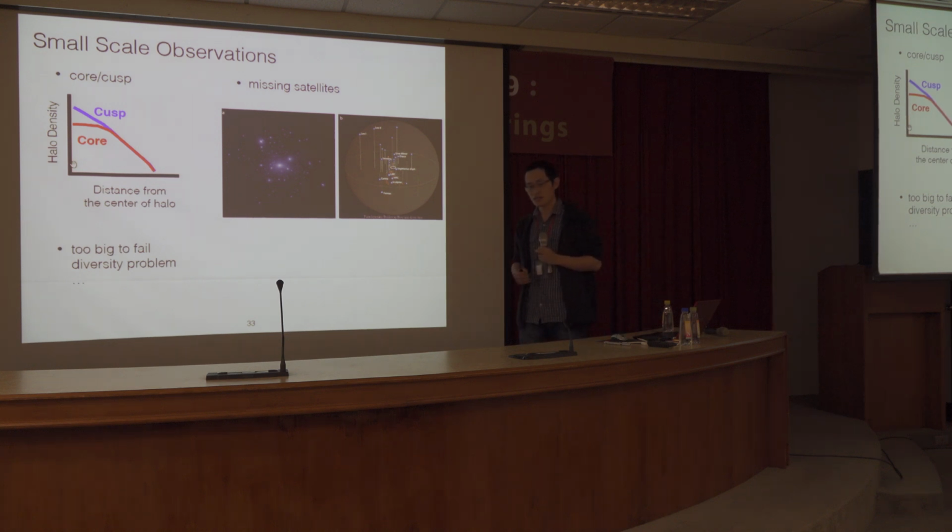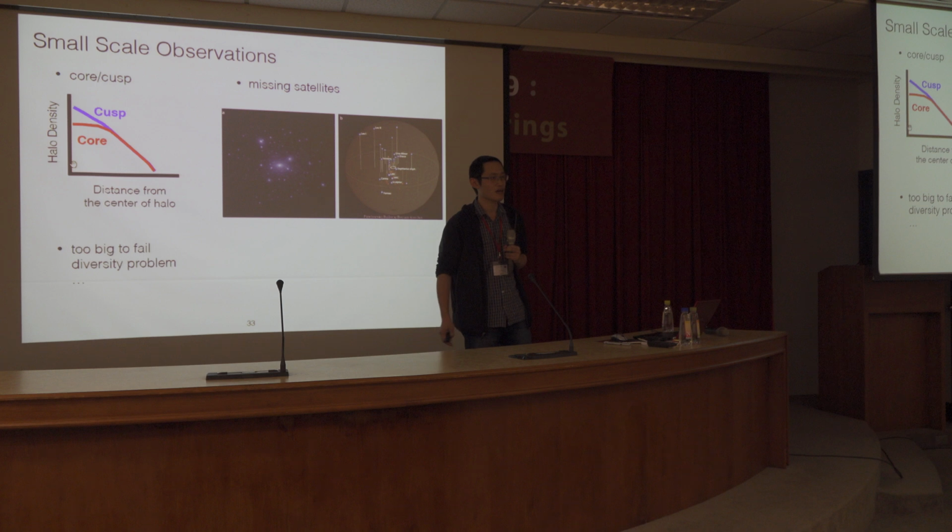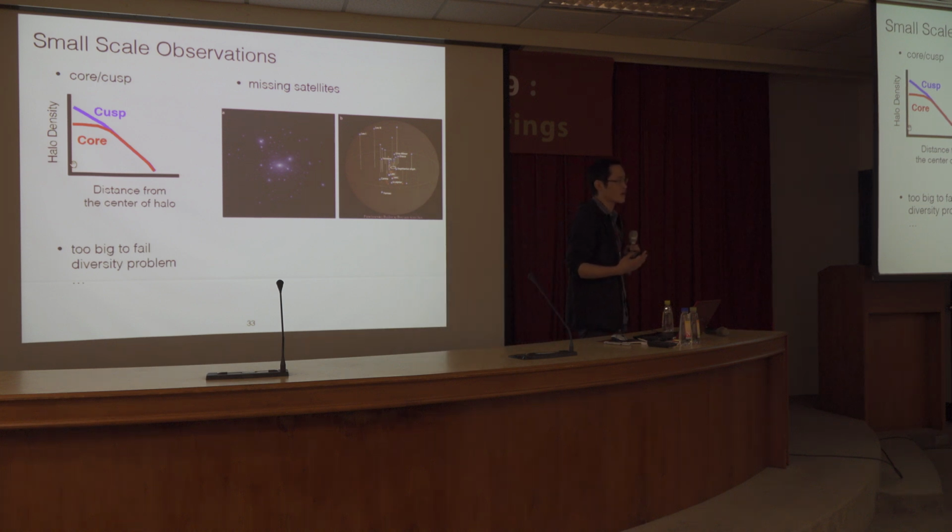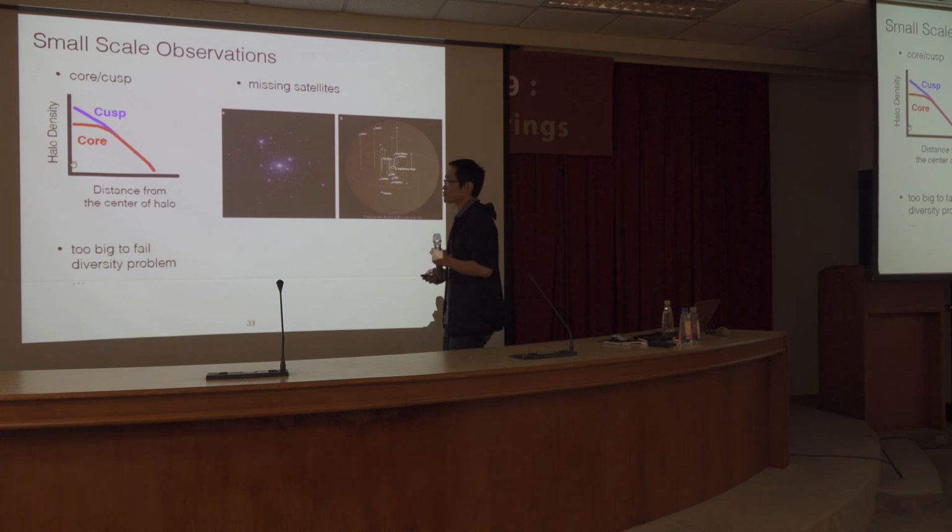Right now we're talking about galaxy scale. We know cold dark matter is very successful on the cosmic scale, but on the galaxy scale, the prediction is sometimes different from what we observe. And basically, there are several issues here called the cusp-core problem, missing satellites, and too big to fail.